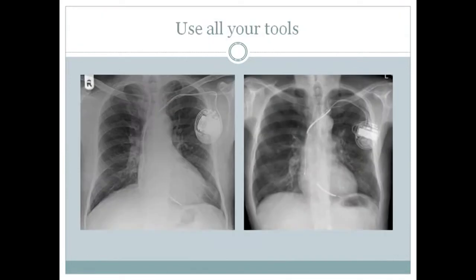Use all your tools. Patients have pacemakers and defibrillators. Somebody that is not you, tell me which one is the pacemaker and which one is the defibrillator. Yes. So these are the shocking coils. If you see shocking coils, it's a defibrillator. If you have no shocking coils, that's a pacemaker. And it can be used for treatment, but also for diagnosis.